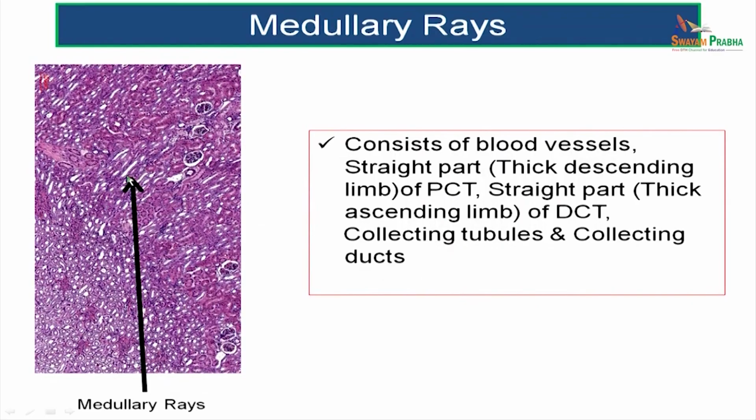So, let us look at what are medullary rays. These medullary rays, as I already told you, are longitudinal striations which are seen in the cortex, which are going to extend down into the medulla. So, these medullary rays contain blood vessels, they contain straight part of PCT, that is the thick descending limb of loop of Henle, straight part of distal convoluted tubule, that is the thick ascending limb of loop of Henle, collecting tubules and collecting ducts.